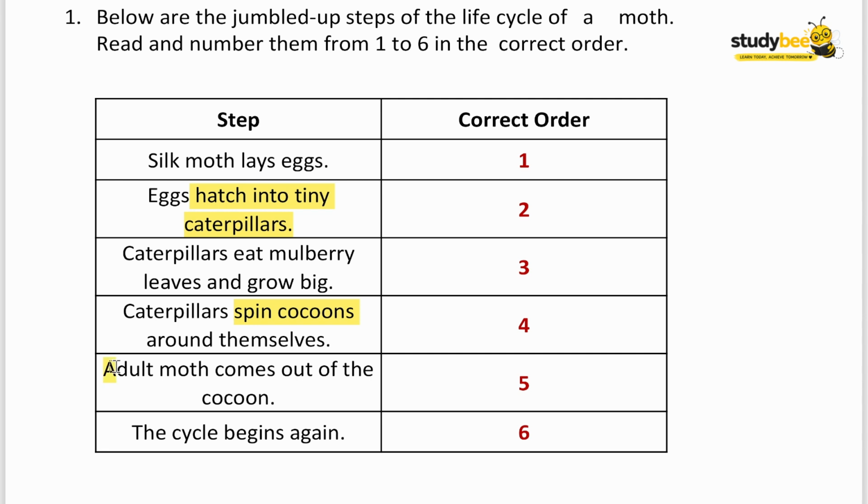Adult moth, the next step, the adult moth comes out of the cocoon. So this caterpillar, जब ये अंदर चले जाते हैं, they keep on developing and once they are adult, they come out of the cocoon. The cycle begins again. So again when they come out as an adult moth, again they lay eggs and the cycle will continue. Okay.